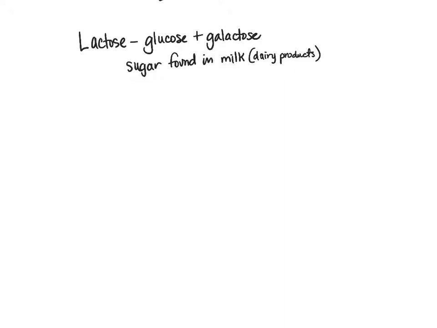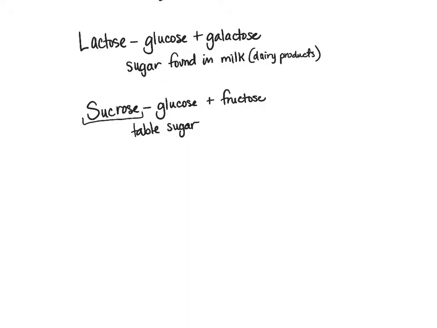The other disaccharide that you need to know is sucrose. Sucrose is glucose plus fructose. And the reason that you need to know sucrose is that this is table sugar. So the kind of sugar, the kind of white sugar that you would add to different things, table sugar. So the two disaccharides you need to know are lactose, which is glucose plus galactose to make our disaccharide of lactose, which we find in dairy products, and glucose plus fructose making sucrose, which is our table sugar.